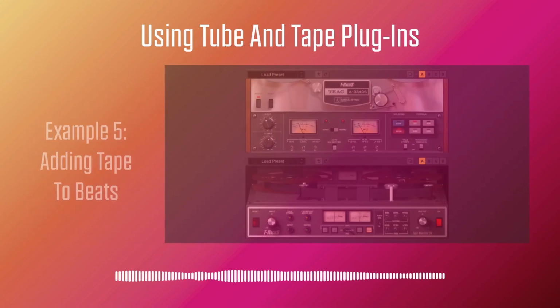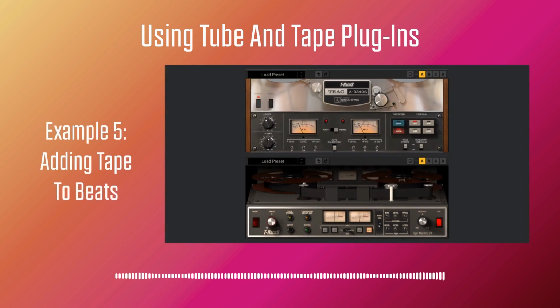Gorgeous. In the next example, I'm going to run a short snippet I created through IK Multimedia's TIAC A3340S 4-track tape recorder and also the Tape Machine 24, an emulation of the MCI JH24, using two different tapes so you can gauge how different they sound. First, the dry version.